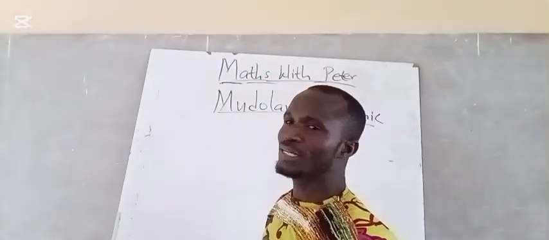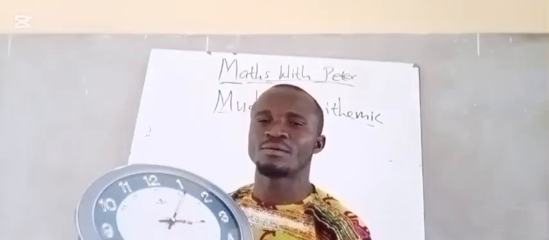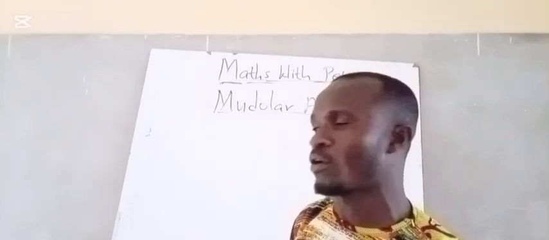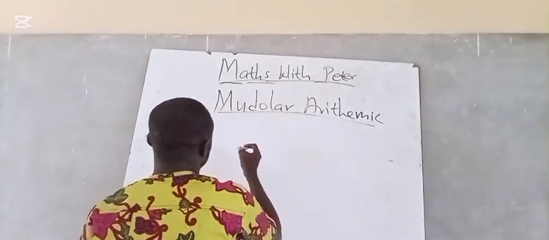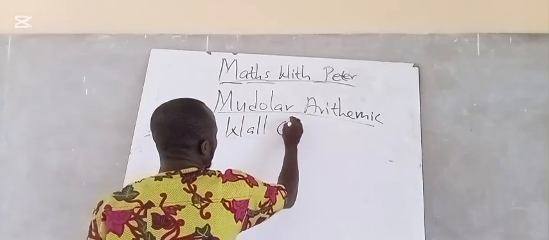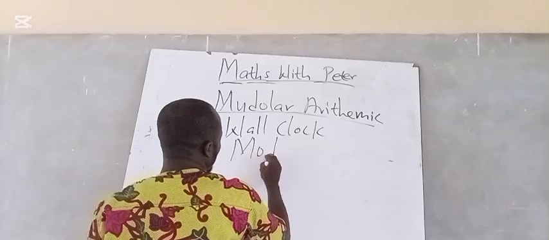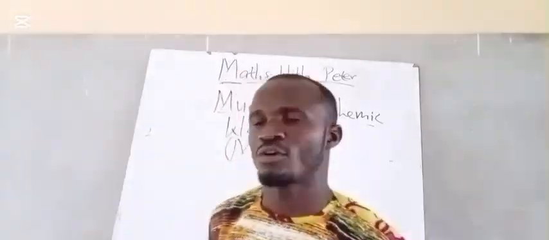So what secret does the clock hold? Which modular arithmetic does the wall clock hold? The modular arithmetic that the wall clock holds is the mod 12 concept. So the wall clock is in mod 12. The wall clock holds mod 12.